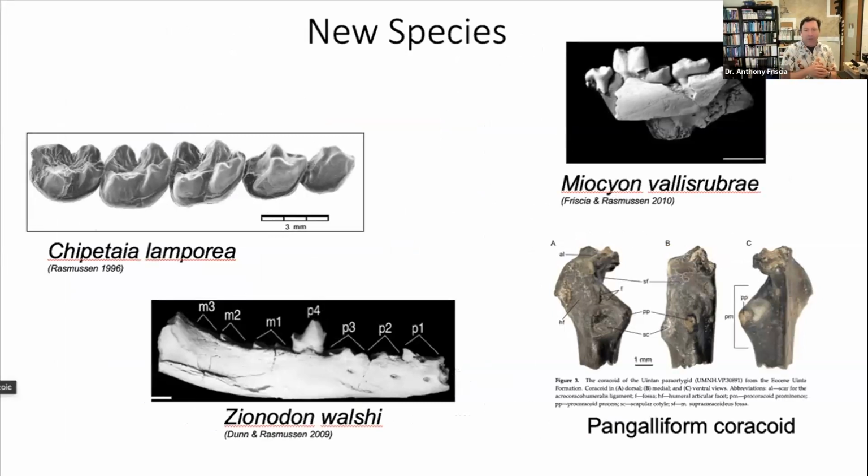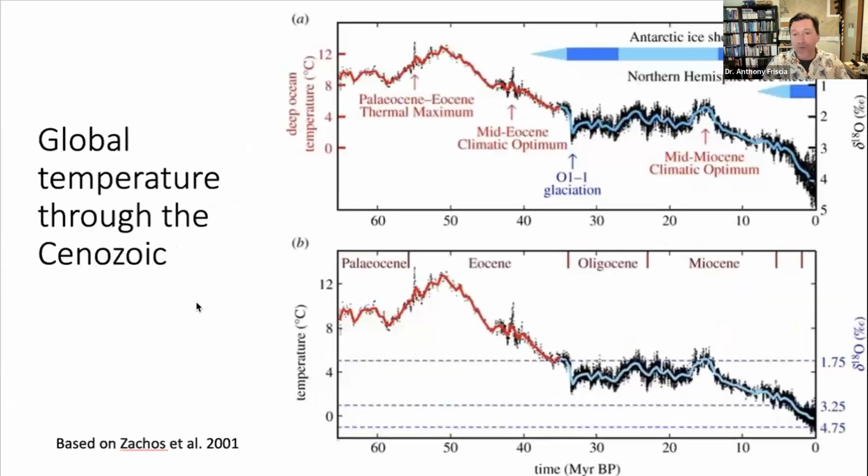Now, it's cool to just go find fossils and name new species, and that's part of the initial part of any fossil expedition. But really, we want to use these to answer bigger questions. The kind of questions we're trying to answer with this particular project is we want to think about climate change. And so this here shows a graph of temperature over time.